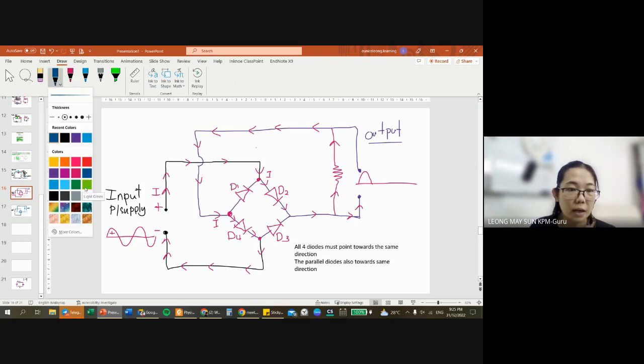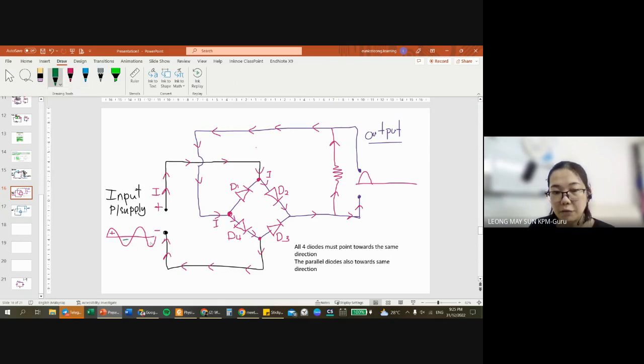So the negative side, I'm using the green line. The bottom part is negative, which means here now becomes the positive terminal, and the top becomes the negative terminal. So the bottom is positive. Now let's start with our current flow. Current flows from positive. This is our current.